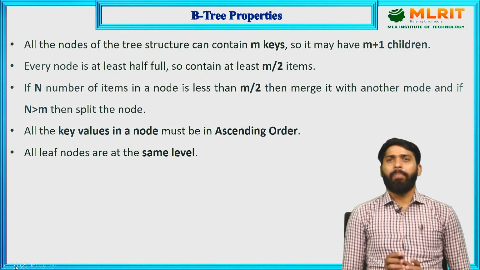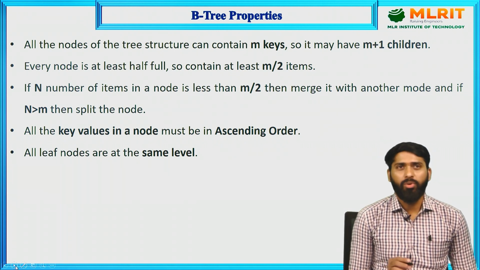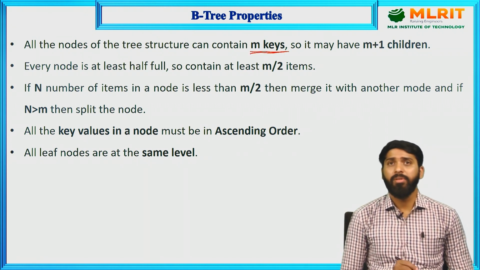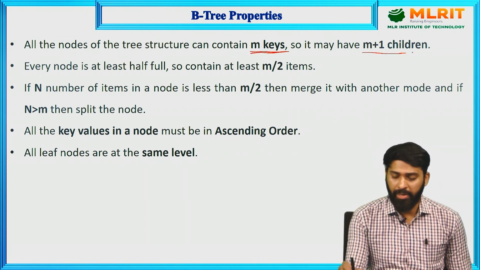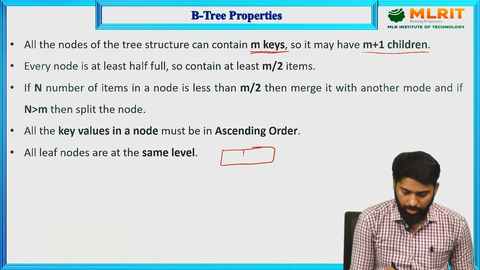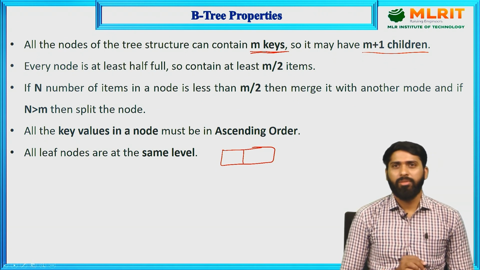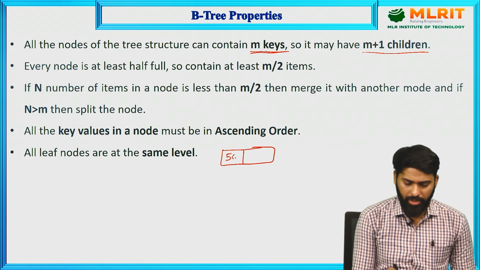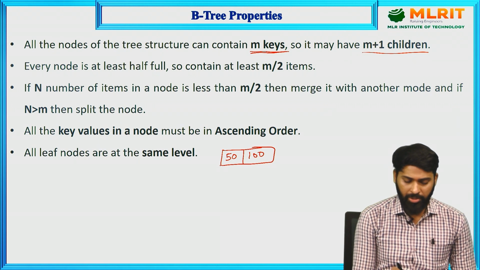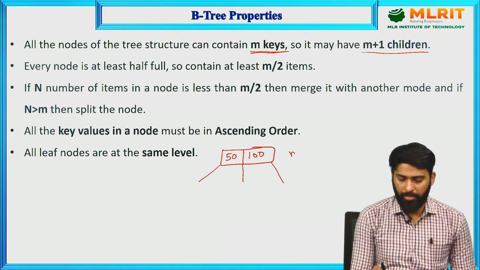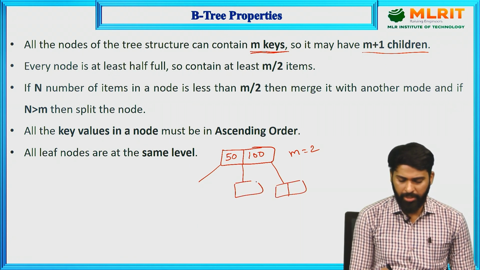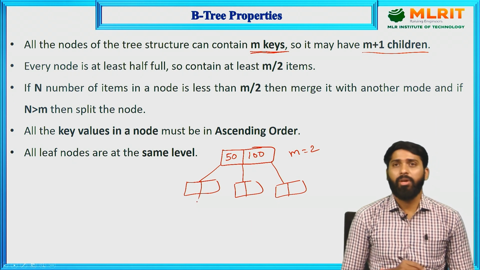So now we see the B tree properties. All the nodes of the tree structure can contain m keys, so it may have m plus 1 children. For example, this node can hold two values, for example 50 and 100. Now this node has children: 1, 2, 3. Here m equals 2, so the number of children is m plus 1. Okay, so m equals 2.